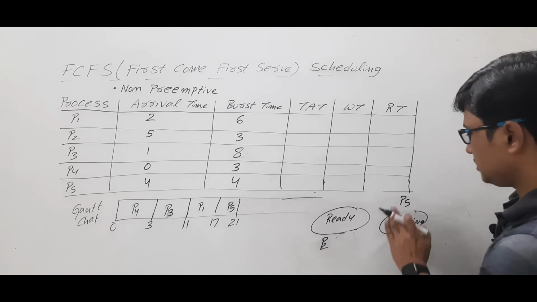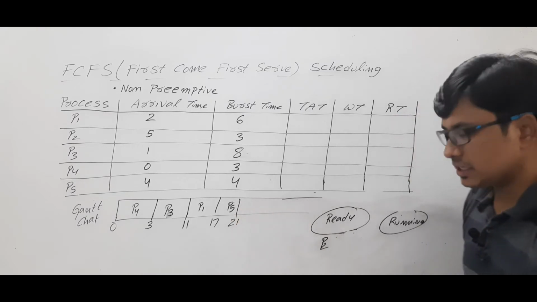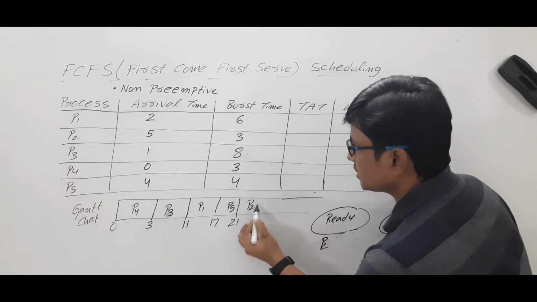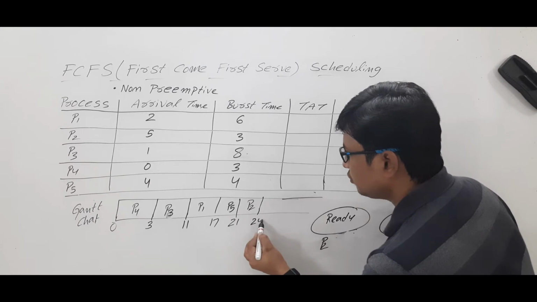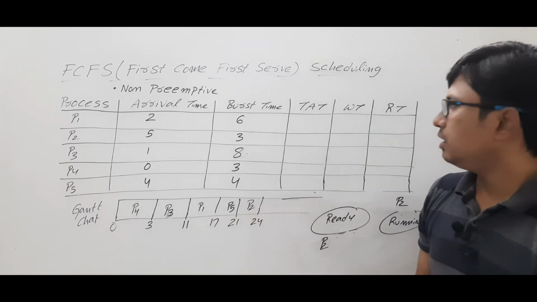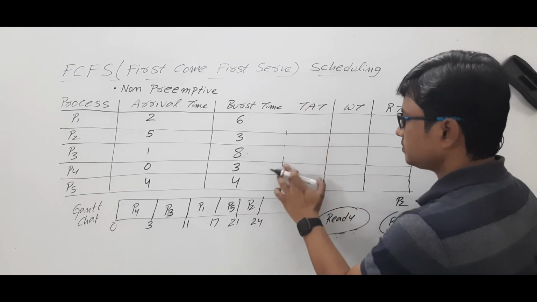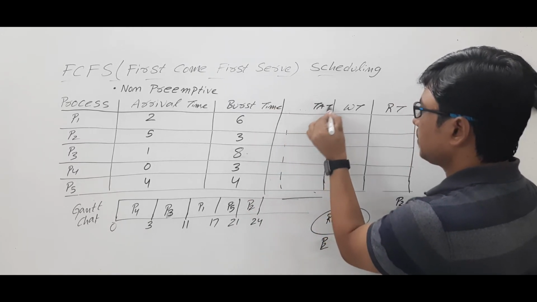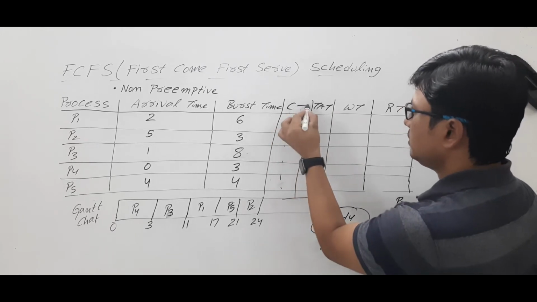Now, process P2 is waiting in the ready state, and once P5 is completed, P2 will be shifted to the running state. P2 requires 3 units of time. At 24 units of time, all the processes have completed their tasks. Now we will discuss completion time also. I forgot to write it. Let me write it here for you. This is the completion time.